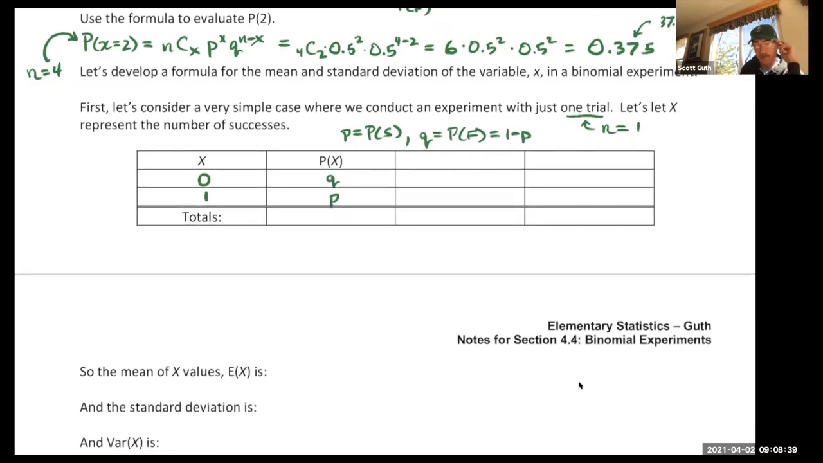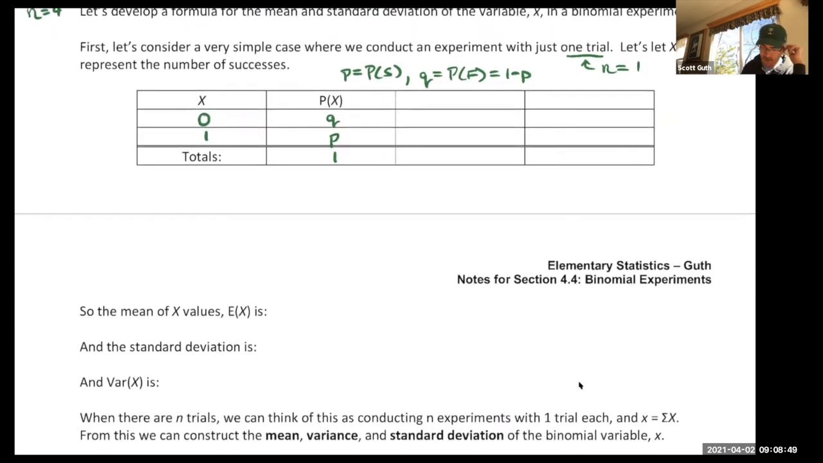Q plus p, remember those by the rule of complements, those add up to 1. So we know that the total here will be 1. And down below on this next page, just to remind you, the formula for the mean is the sum of x times P of x. That's a big P for probability of x successes.